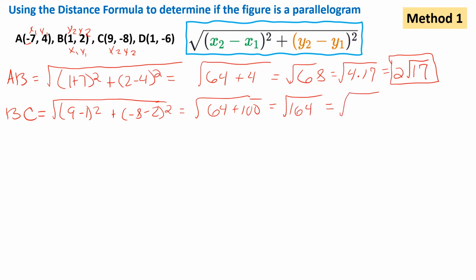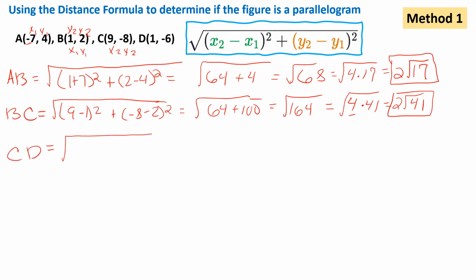Again, simplest radical form. My two factors would be 4 and 41. So that's my highest perfect square. 4 times 41 gives me 164. I'm going to take the square root of 4 because that is my perfect square. And I leave the 41 under the radical. All right, next, CD.